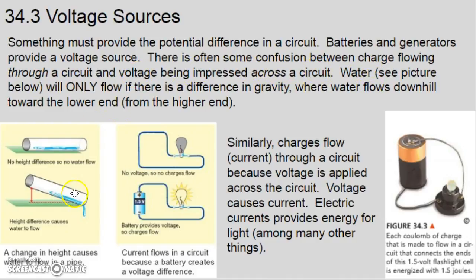Water, if you look at the picture below, only flows if there's a difference in gravity, where water flows downhill towards the lower end, right, from the higher end. So look here, if I have water in this tube here, it's just going to rest there. But if I lift one end up, it's going to flow from the higher end to the lower side. It's simply the height difference that causes the water to flow. So the change in height causes water to flow in the pipe.